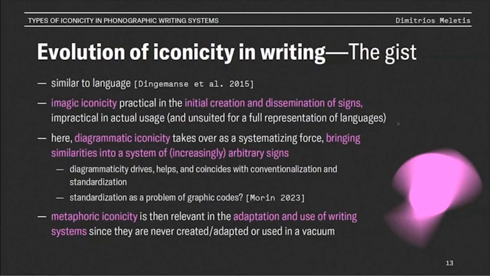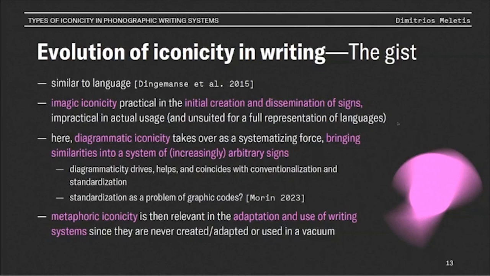It's there from the get-go, but as soon as signs start becoming more arbitrary, there have to be subsets formed in order for people to still be able to process the system. So I think diagrammatic iconicity goes hand in hand with signs becoming arbitrary and coincides with things like conventionalization and standardization. And as I mentioned before, metaphoric iconicity is relevant in the actual use at a more local level, I would say, but also globally in the adaptation of writing systems.